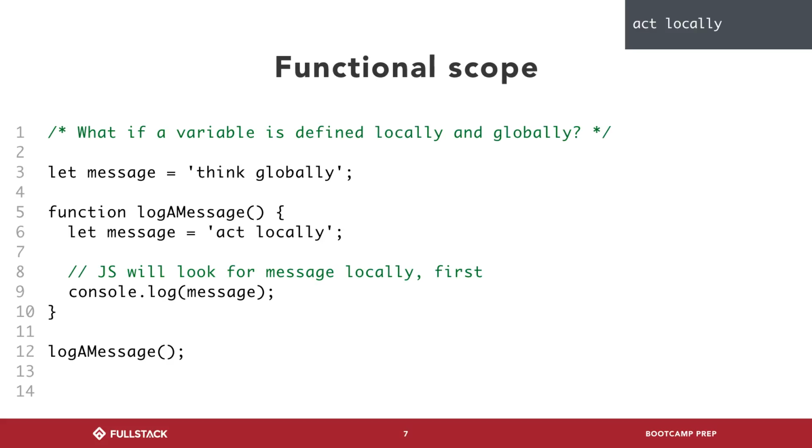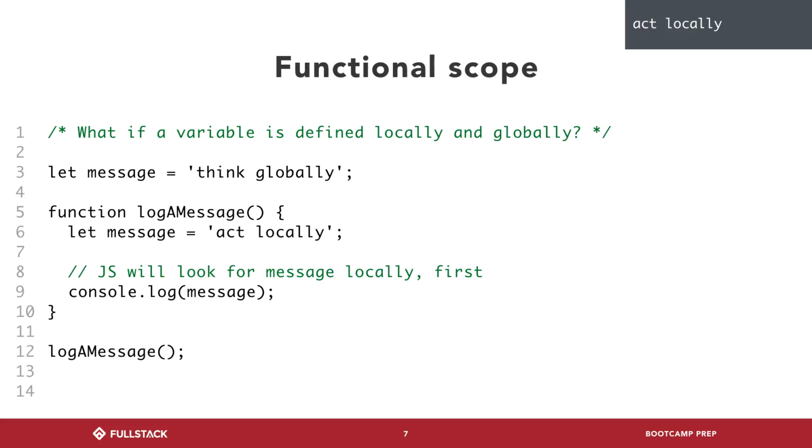Then we have a function called log a message. On line 6, we create a variable called message, and it's called act locally. On line 9 we console log out message. On line 12 we also console log out message. So what do we see here?